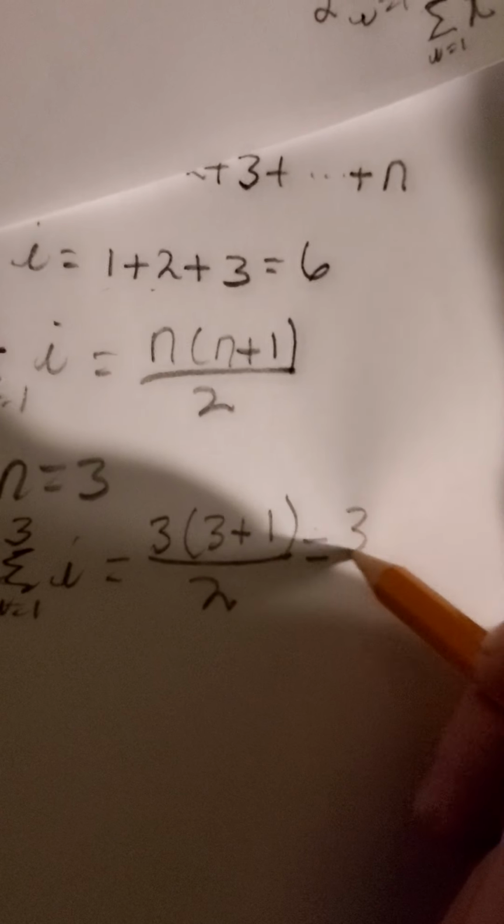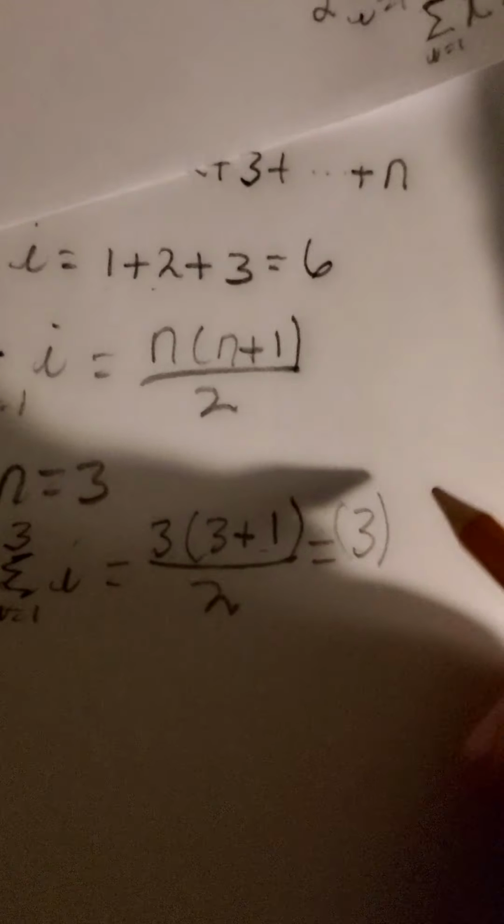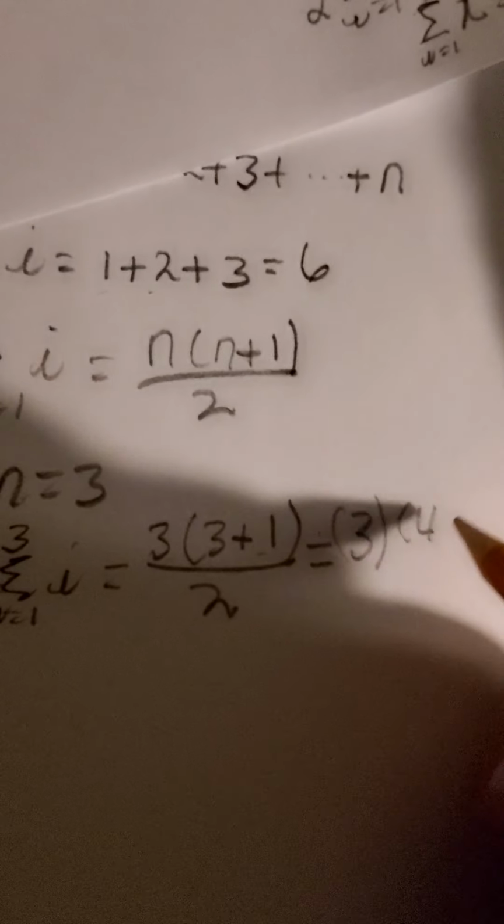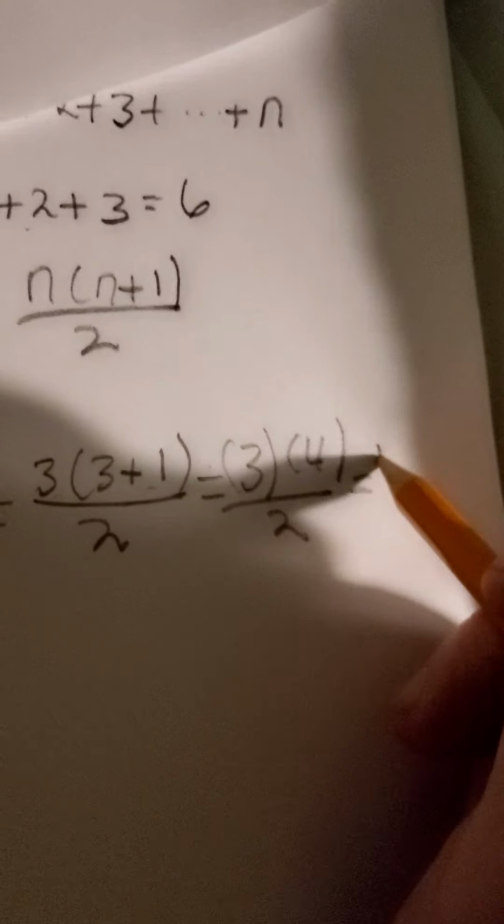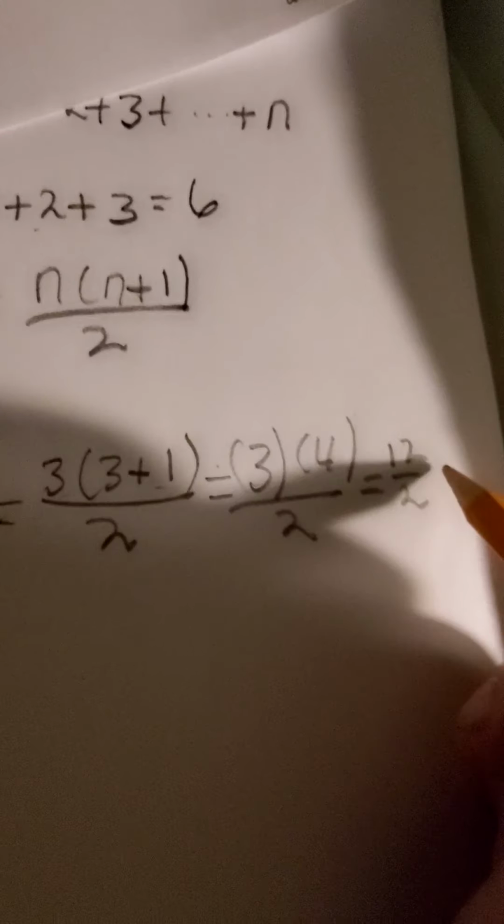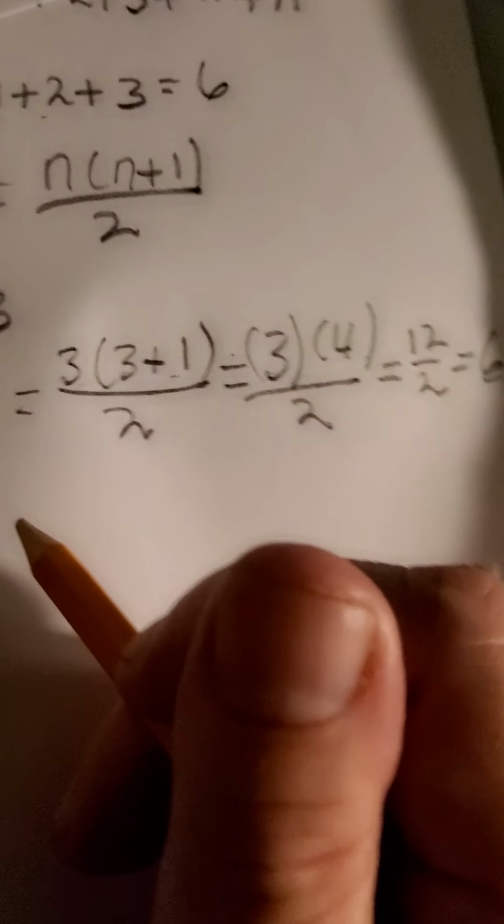And that's going to equal 3 times, well, 3 plus 1 is 4, right? 3 times 4 divided by 2. And that's 12 divided by 2, which also equals 6. So we get the same answer, so that means the formula works.